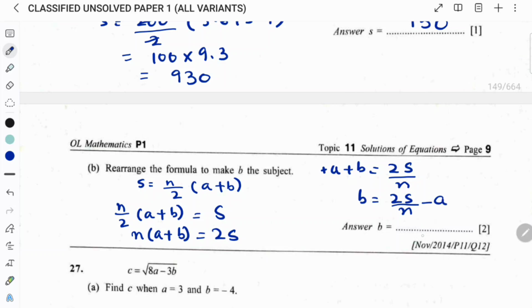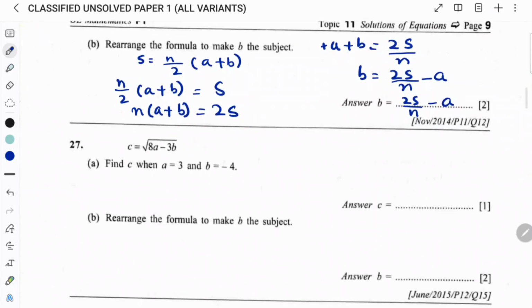So that is equals to 2s upon n minus a. Alright, the next question, question number 27. C is equals to square root of 8a minus 3b. So C is equals to 8 times 3 minus 3 times minus 4. I just put a is 3 and b is minus 4.